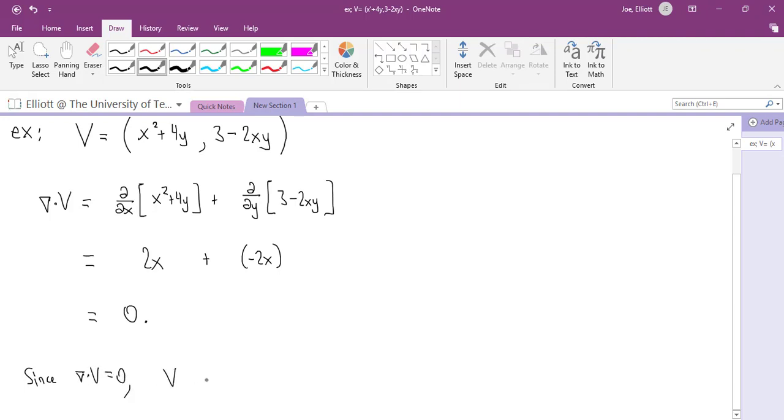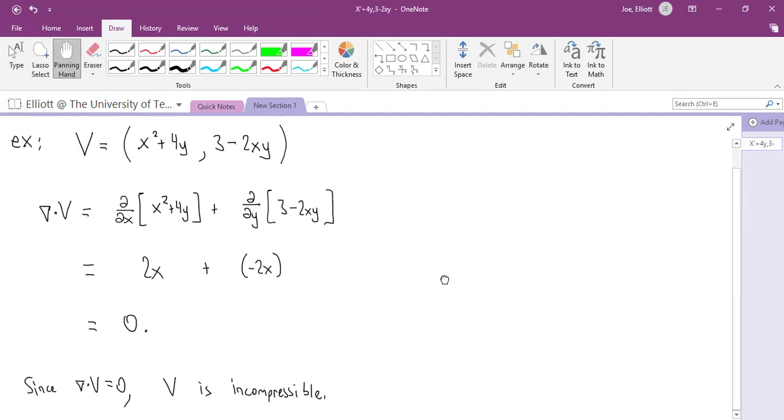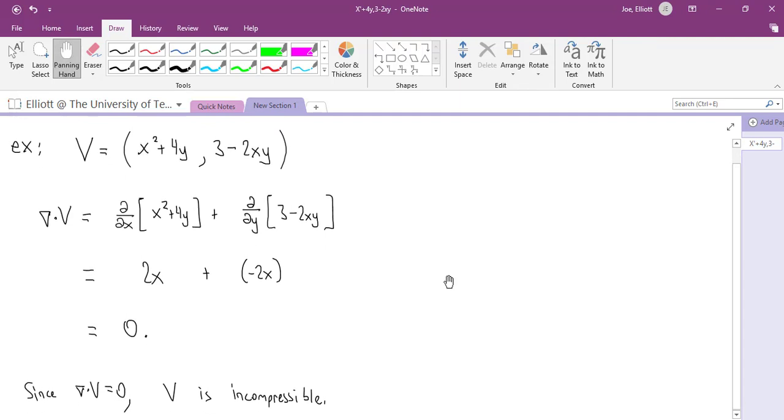And I'll just shorten that by saying that v is incompressible. Okay. So now, since v is incompressible, we should be able to find a streamline function for it. So that's what we're going to do next. We're going to find a streamline function c.